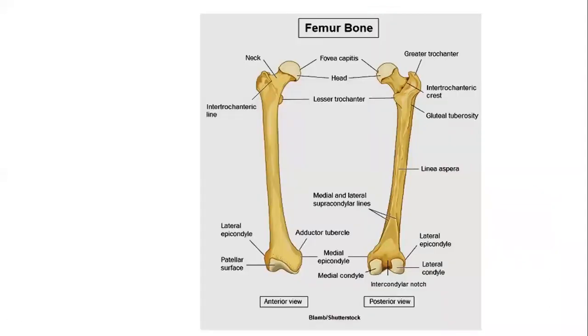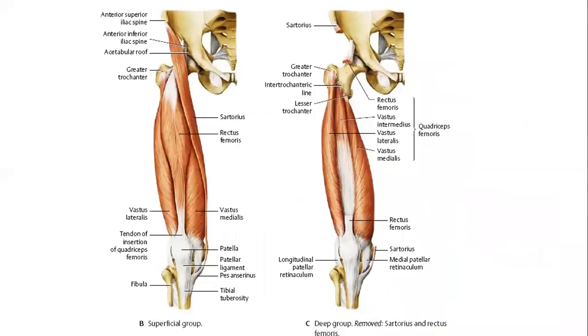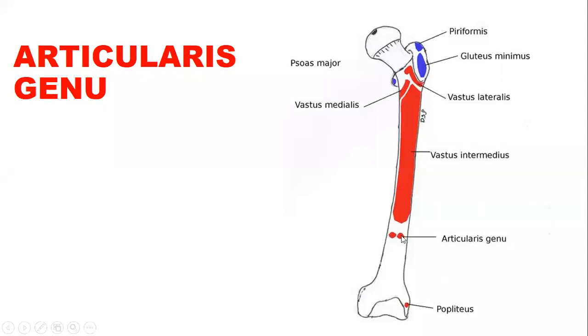Just 2 minutes more, for a small muscle, which is called the articularis genu. Please see these two dots. Where you see the picture of the femur like this, just below the attachment of the vastus intermedius, you will see three or four red dots. They indicate the origin of another muscle, which is called the articularis genu. The articularis genu is considered as part of the vastus intermedius. It is not a separate muscle. It is just a part of the vastus intermedius and is included among the quadriceps femoris.